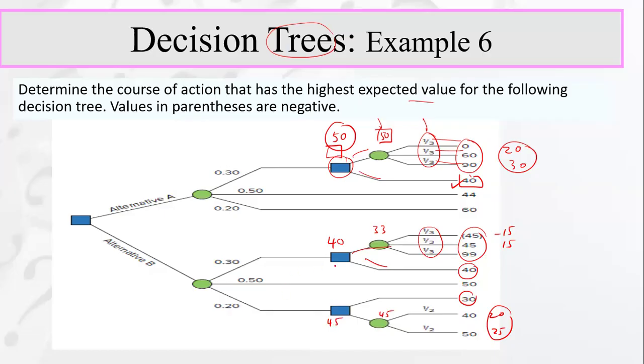So now this is the 40 multiplied by 0.3 plus 50 multiplied by 0.5 plus 45 multiplied by 0.2. That is the expected value of this. So 50 multiplied by 0.3 plus 44 multiplied by 0.5 plus 60 multiplied by 0.2. Add them together, that's what it is. And compare these two, whichever is bigger, that's what you need to take.